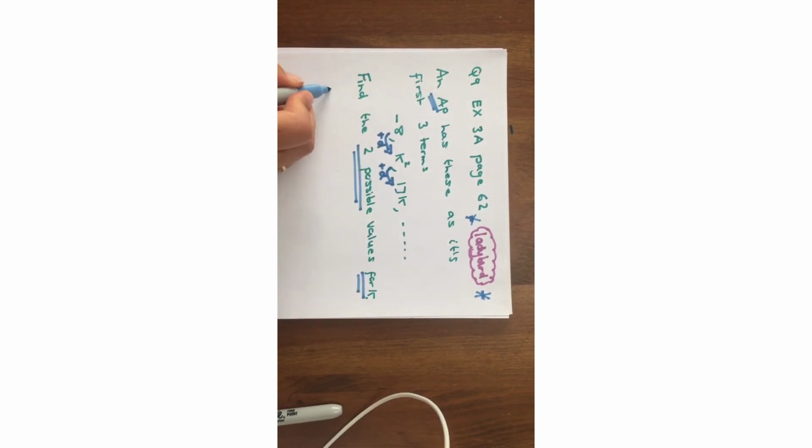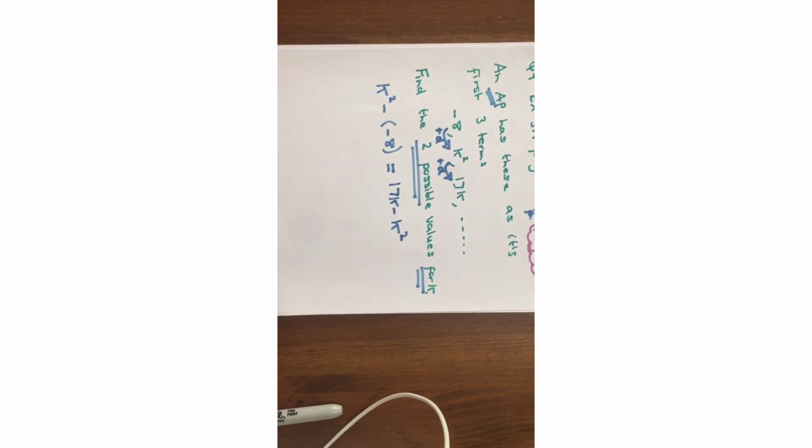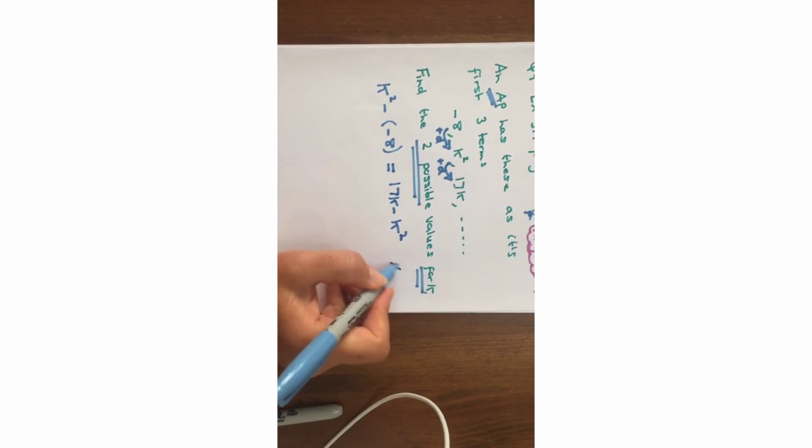So the first difference is this. The difference between each term. The second term take away the first term. That must be the same as the third term take away the second term, because the difference between each term is the same. So now I've set myself up an equation in k, but it's this step that is the tricky bit, the understanding of this step here.